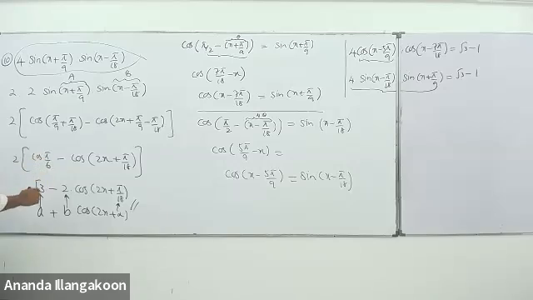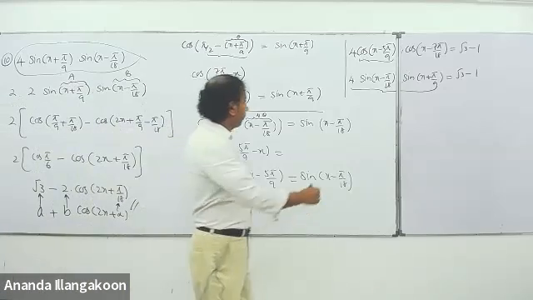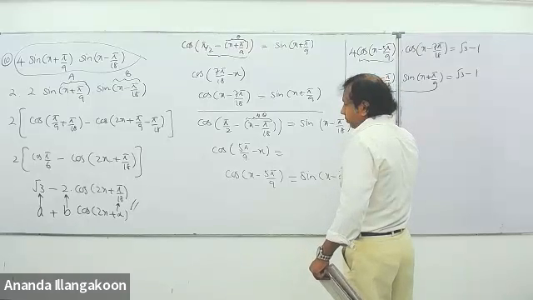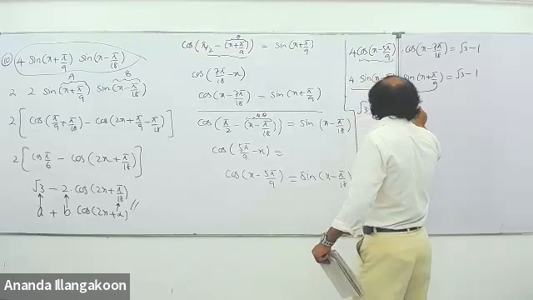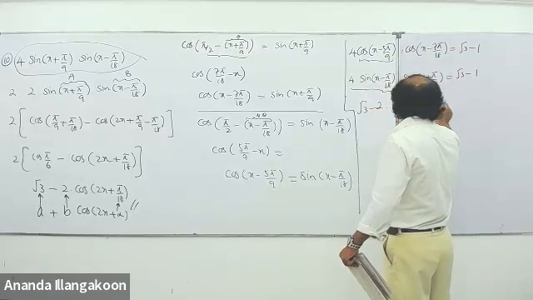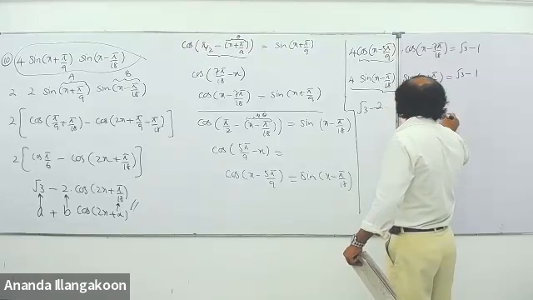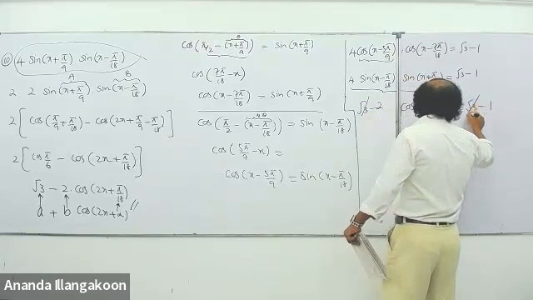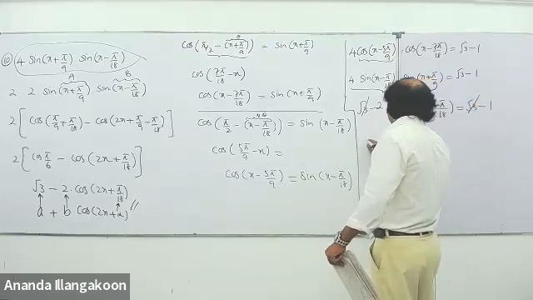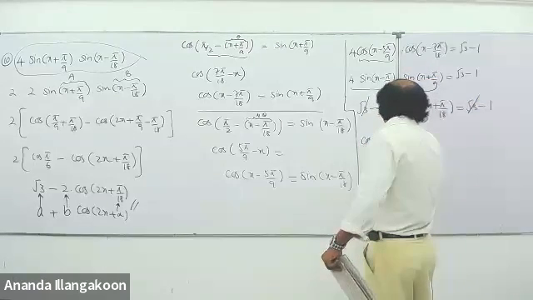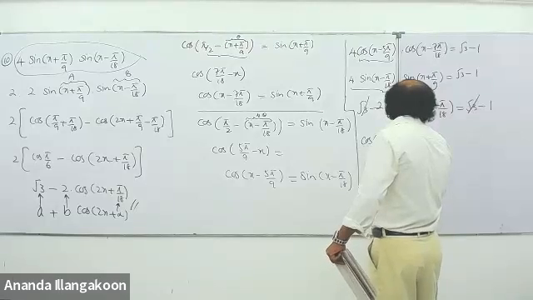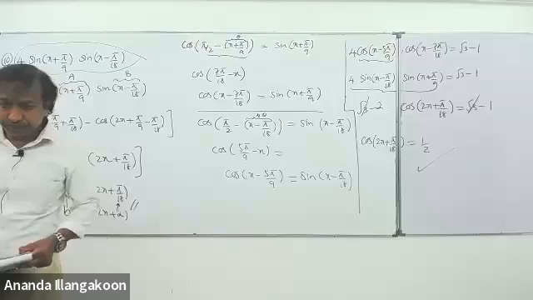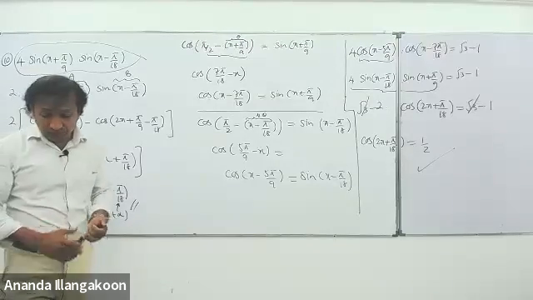It can be obtained like this. This one you can put on the left-hand side. What is that? Root 3 minus 2 times cos(2x + 5π/18) is equal to root 3 minus 1. Root 3 you can cancel down. Divide by minus 2. Then we get cos(2x + 5π/18) equals half. Now you can write the general solution. Take that answer.